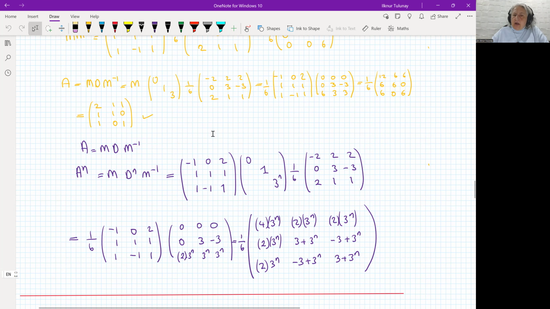That makes our life very easy because the nth power of the diagonal matrix will be just 0 to the n, 1 to the n, 3 to the n, and this is M inverse. If we multiply these three matrices together, we will have a matrix of this kind. And this is satisfied for each natural number n. That is the application of the diagonalization of the matrix A to the nth power of the matrix. So that's what it is. And this is very useful for solving some problems.